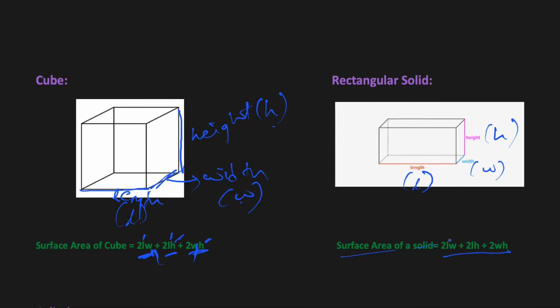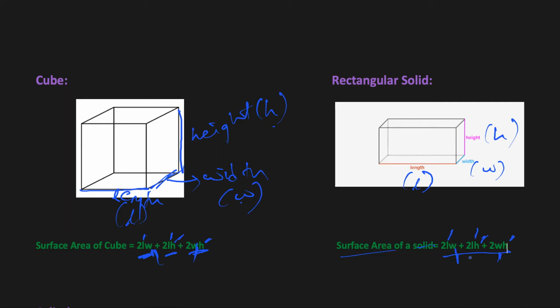And again, if you focus on the formula, you can see length appears twice, width appears twice, and height appears twice. So that's another way of remembering the formula. You need to make sure that 2 is in every term, and that each of length, width, and height appears 2 times in your formula.